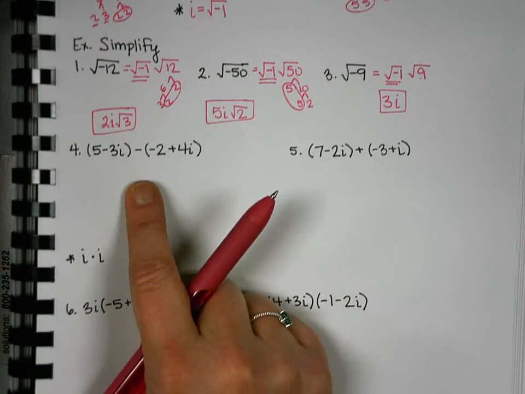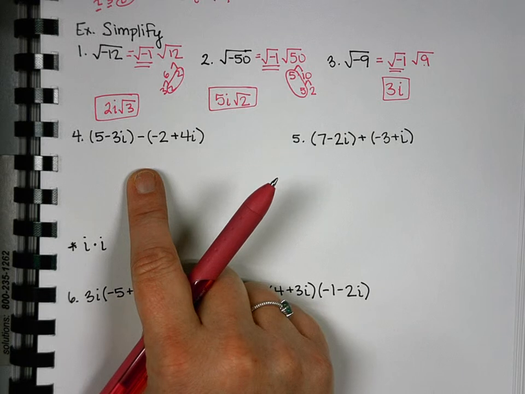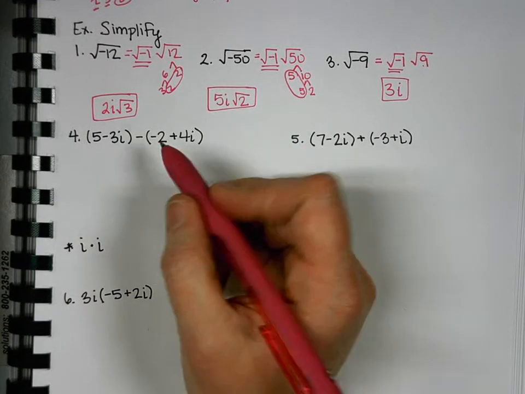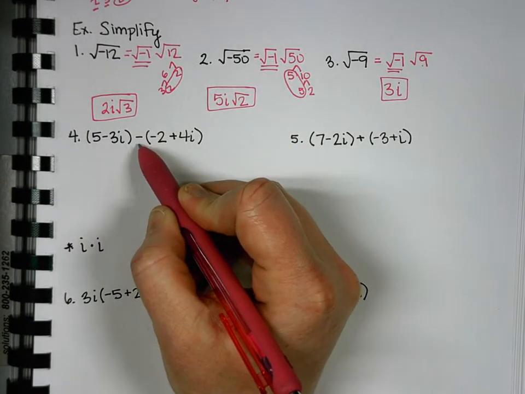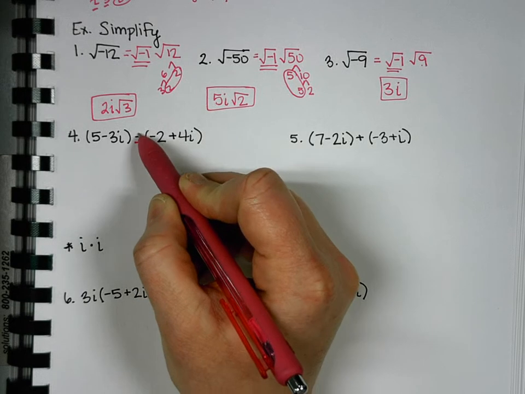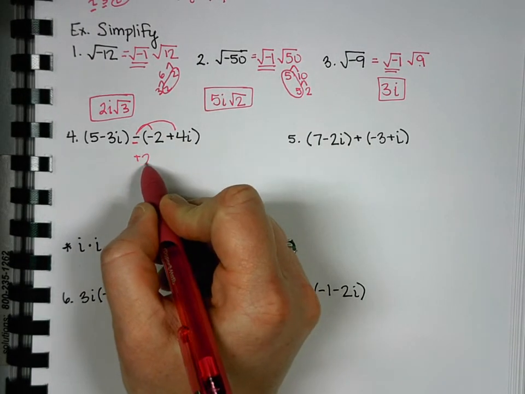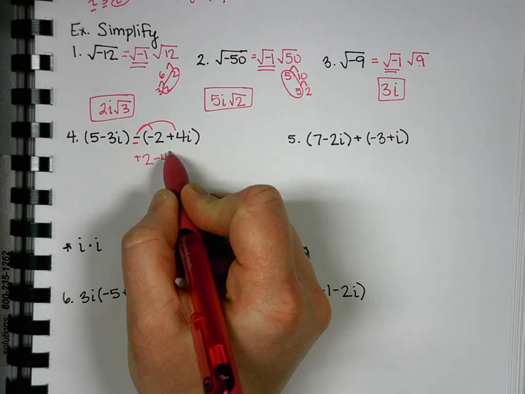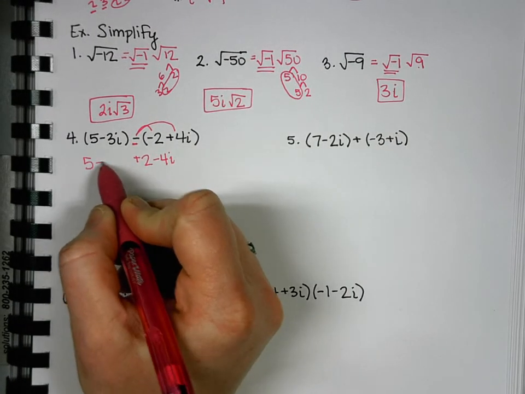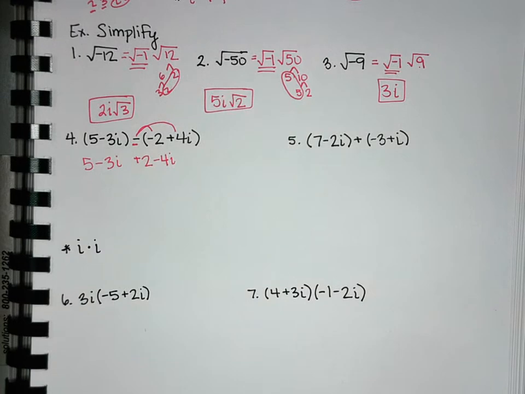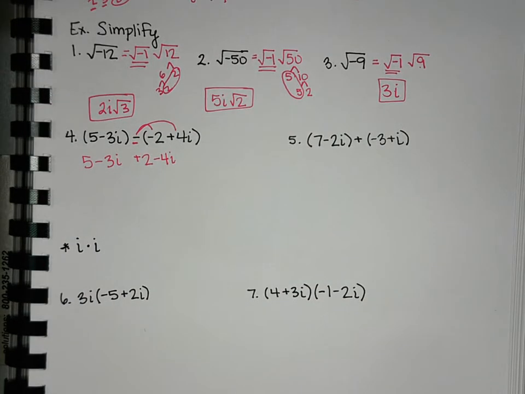Okay, so let's look at 4. 4, we're adding and subtracting. So when we add or subtract, specifically with subtraction, we have to distribute the negative. So we're going to have +2 minus 4i, and then 5 minus 3i. From here, it just becomes combining like terms like we used to. So i's go with i's, whole numbers go with whole numbers.